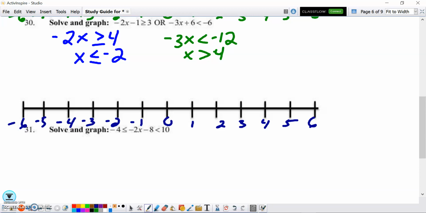All right, so solid dot on the negative 2. Open dot on the 4. Again, it's an OR situation, so we should know that they're going to go in opposite directions. X is bigger than 4, and x is less than or equal to negative 2.